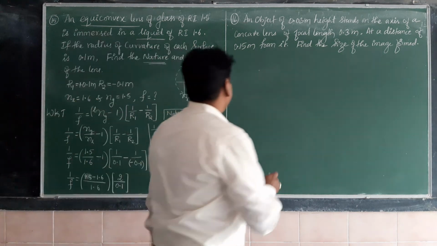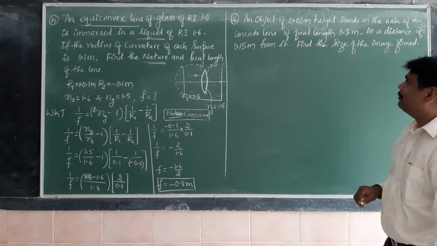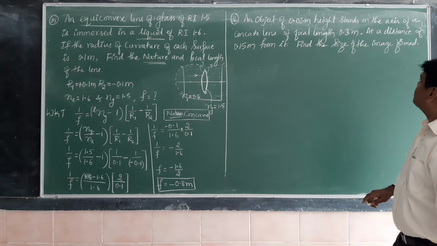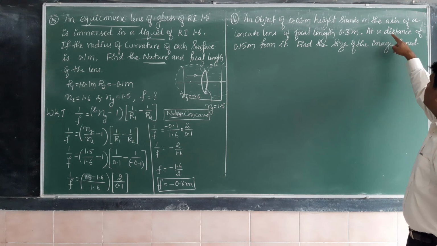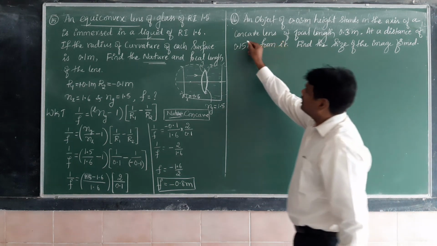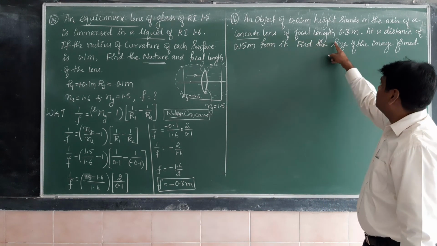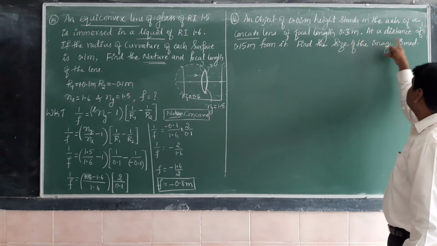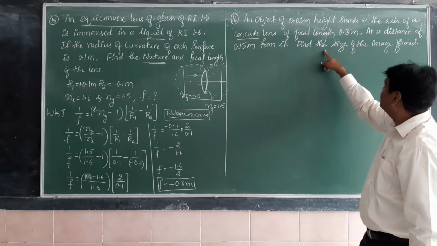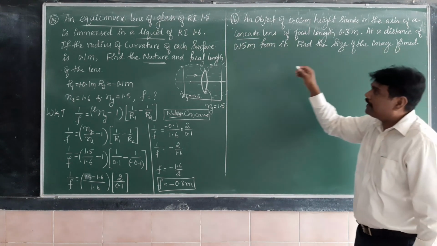Okay, let us move on to the next problem, that is problem number 17. So first of all, I want to read this problem. An object of 0.03 meter height stands on the axis of a concave lens. See here in this problem, a concave lens is given. It is a diverging lens of focal length 0.3 meter, at a distance of 0.15 meter from it. Find the size of the image formed. So we have to find the size of the image.